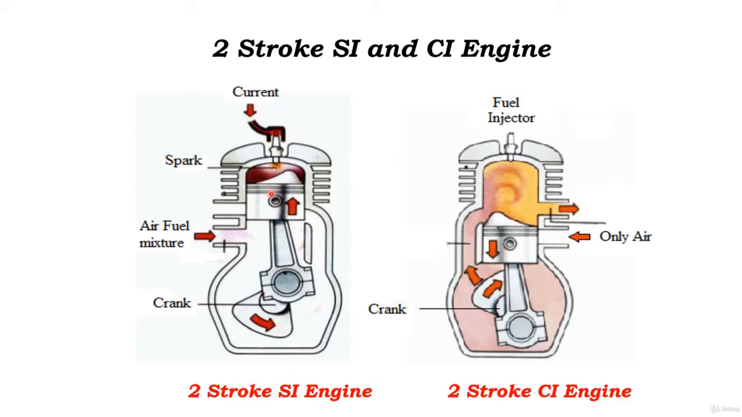Whereas in the case of the SI engine, through the inlet port, an air-fuel mixture comes into the crankcase, and this air-fuel mixture is compressed, and for the combustion of this mixture we require an additional source, that is the spark plug, which produces the spark and the combustion of the fuel takes place. So these are some of the basic differences between the two-stroke CI engine and the two-stroke SI engine. So let us study the CI engine in more detail.